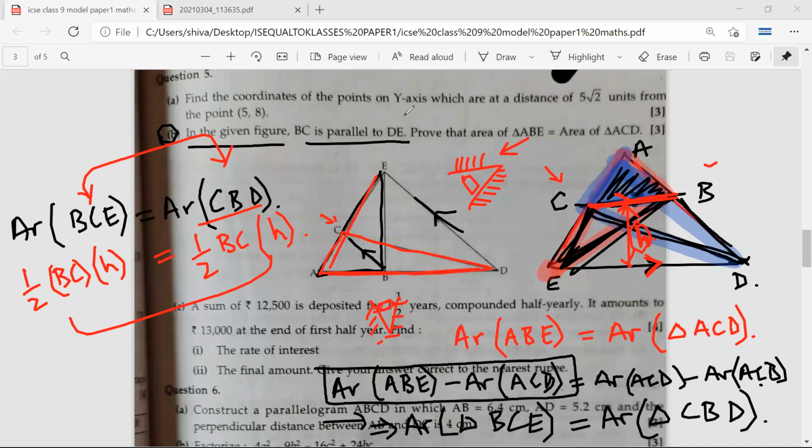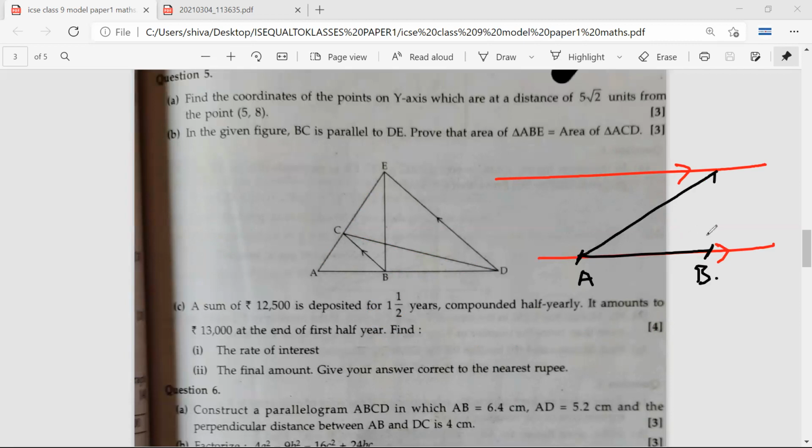See, basically in these kinds of questions, what you need to understand is, because these are parallel lines, this line and this line are parallel to each other. A simple way of understanding these questions is, for example, I have these two parallel lines, this line and this line. Let me assume that this is a side AB. Now I can draw any number of triangles. Area of all the triangles would be equal.